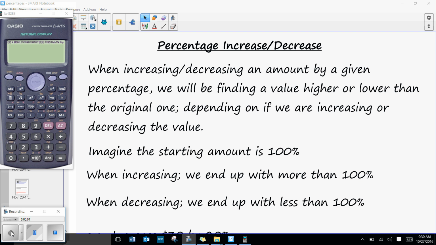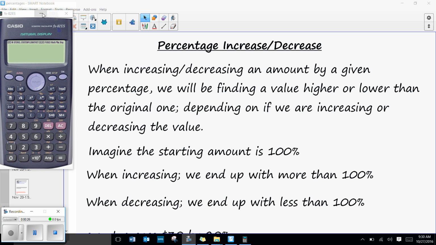Higher or lower than the original one, depending on if we are increasing or decreasing it. So we always imagine that the starting amount is 100%. When we're increasing it, we end up with more than 100%. When we're decreasing, we end up with less than 100%. So let's look at an actual example.